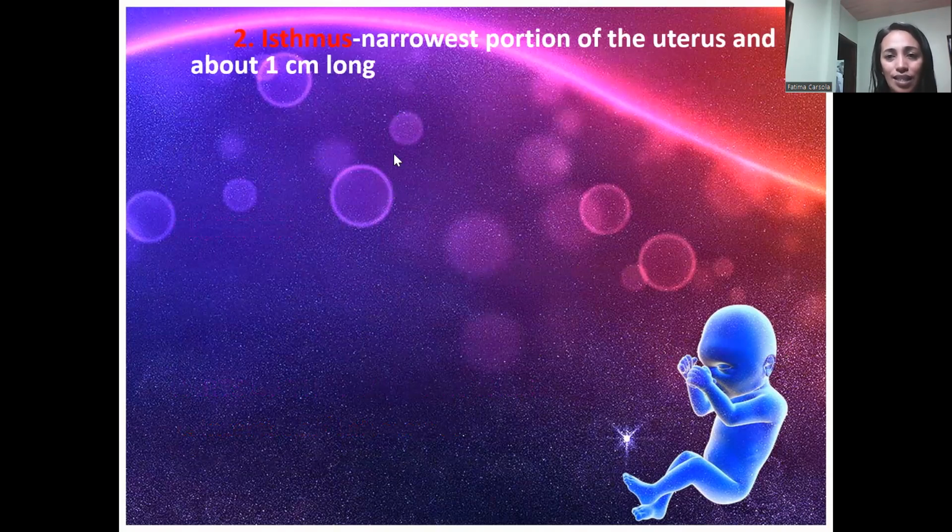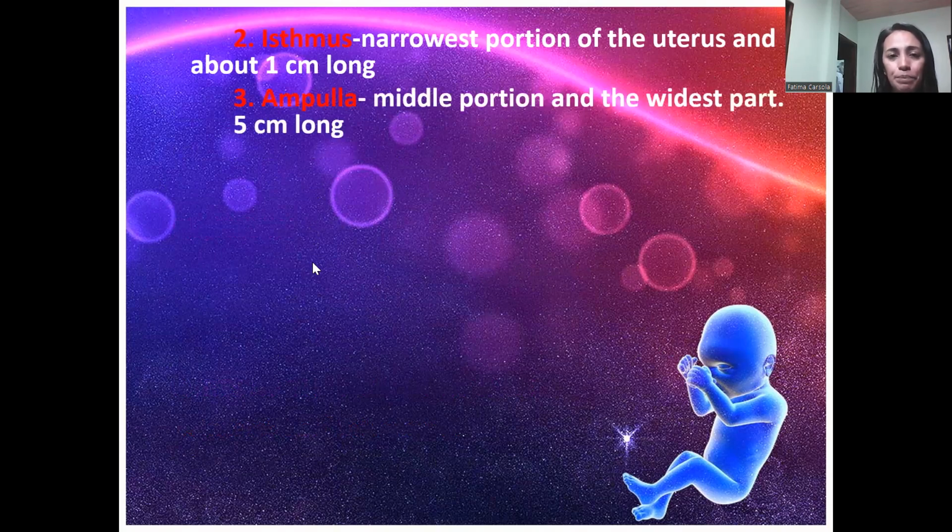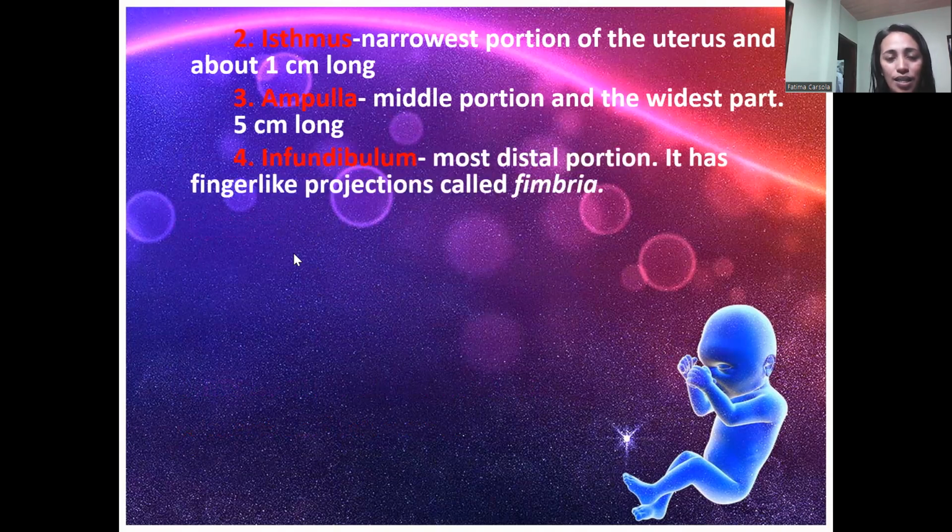And the isthmus, again, is the narrowest portion of the fallopian tube, a board exam favorite. That is the area for bilateral tubal ligation, both permanent or temporary. And the ampulla is the site for fertilization. When we say the ampulla is the site for fertilization, doon nabubuo yung ating zygote. Then the infundibulum resembles a funnel, kaya tinawag siyang infundibulum, that opens into the fimbria.